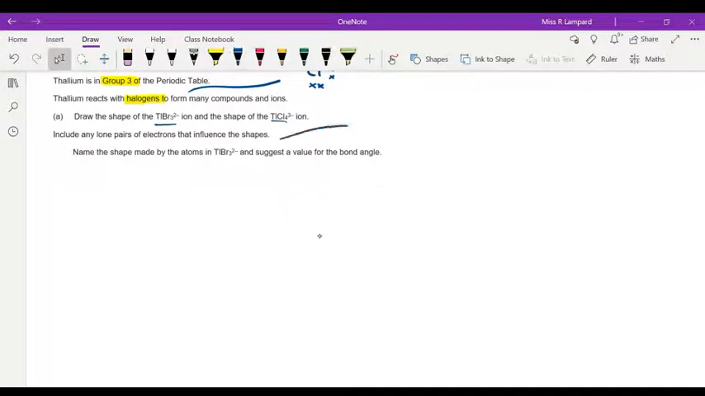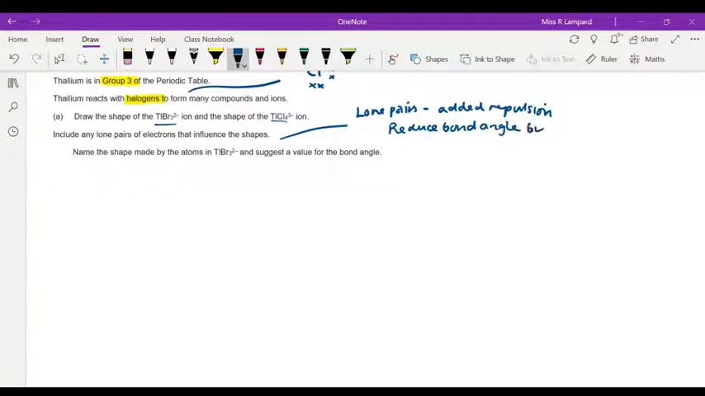So at this point, I'm thinking, okay, well, I know lone pairs provide added repulsion, and that these reduce the bond angle by 2 degrees to 2.5 degrees as a result. Oh, not degrees Celsius though. So name the shape made by the atoms in this first ion, but we don't actually need to name the shape of the second one.